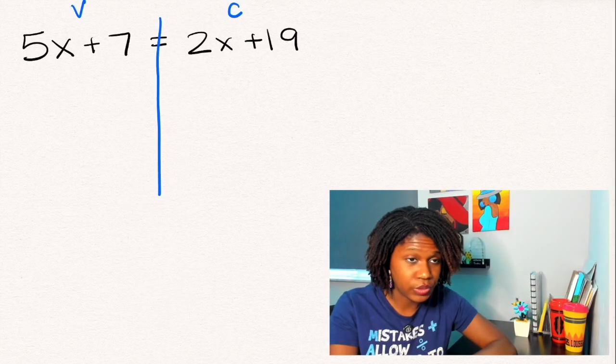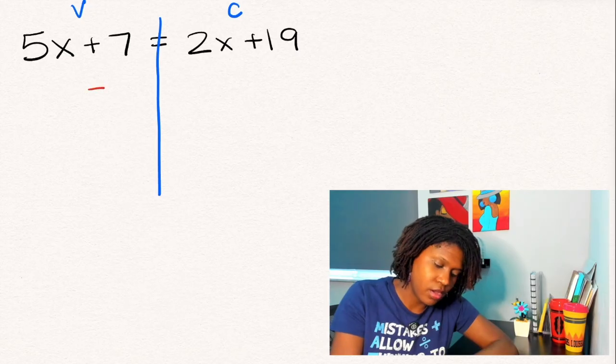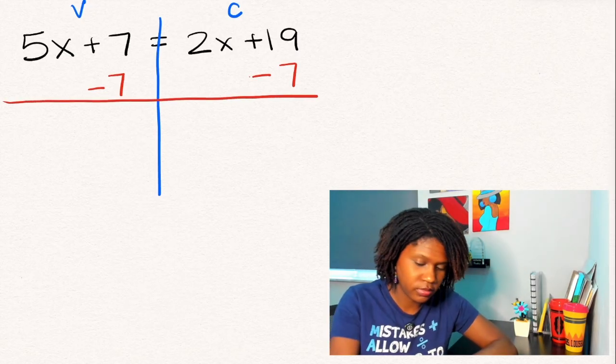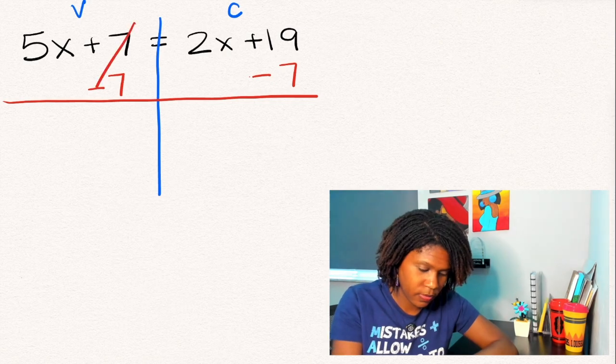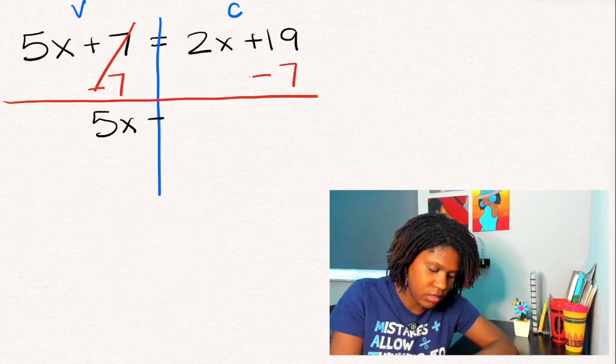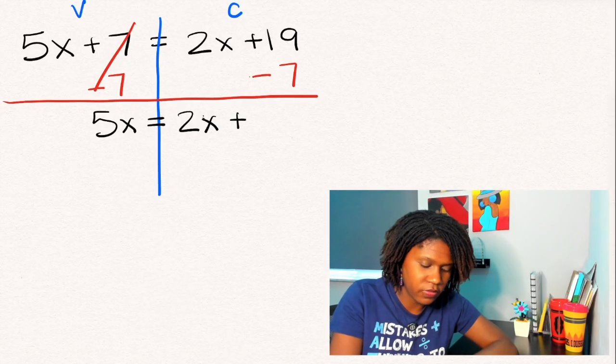And how do you undo adding 7? Subtracting 7 on both sides of our equation. Notice that I am subtracting 7 from my constant on the other side. And let's bring the 5x down. Our equal sign, 2x, and 19 minus 7 is going to give us a positive 12.